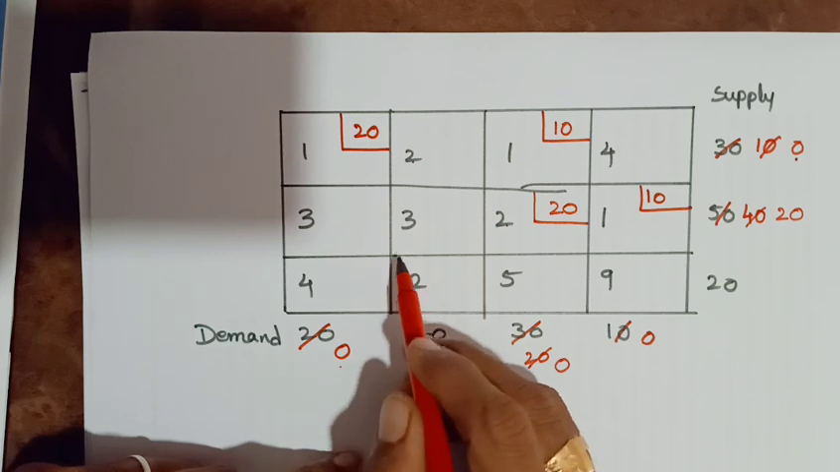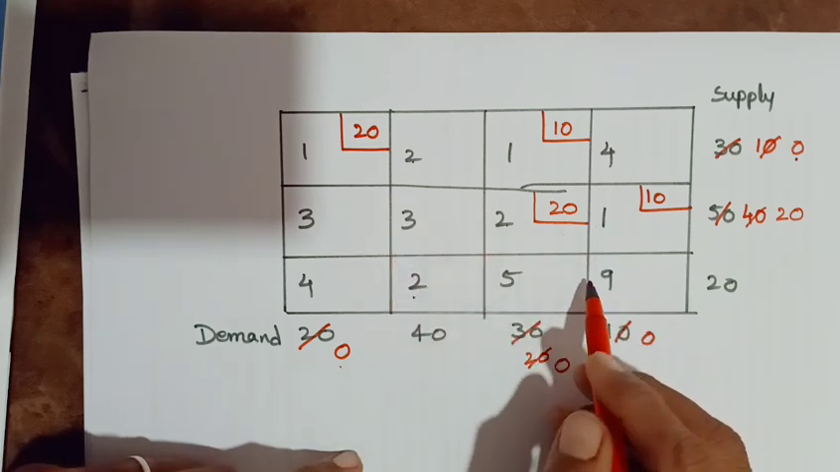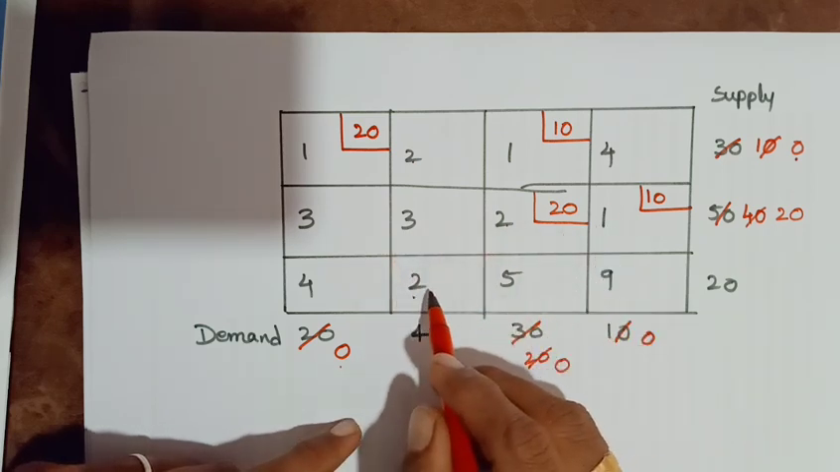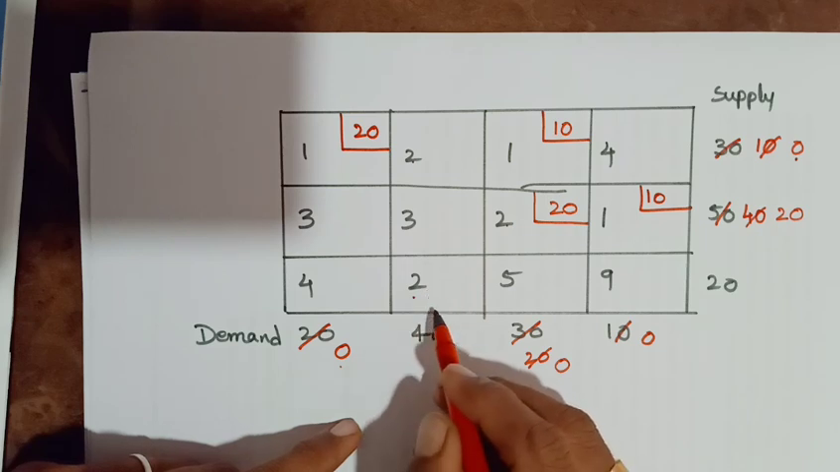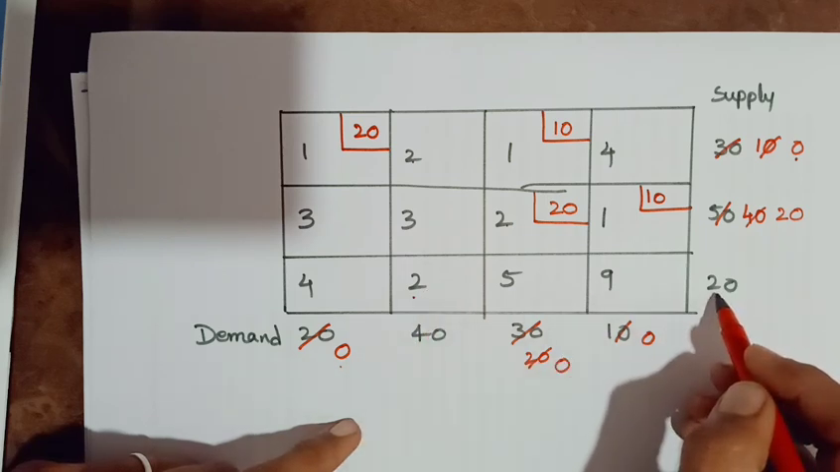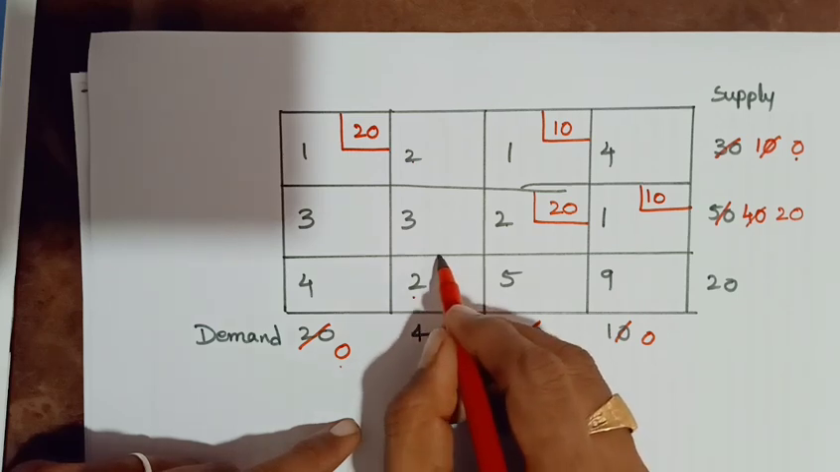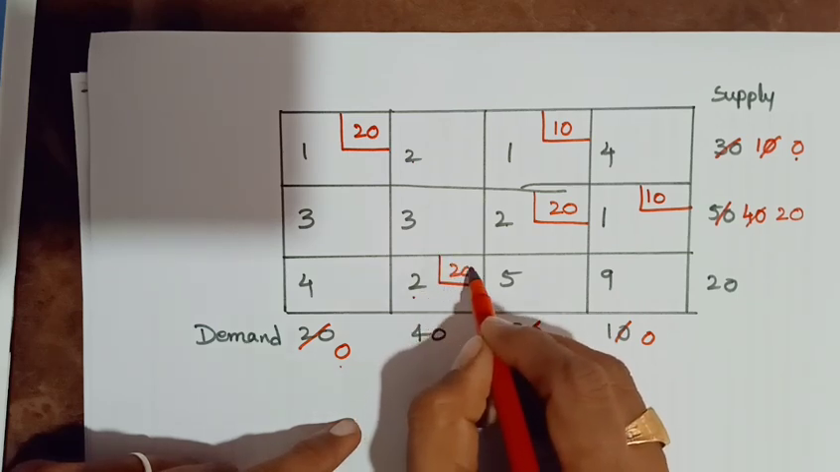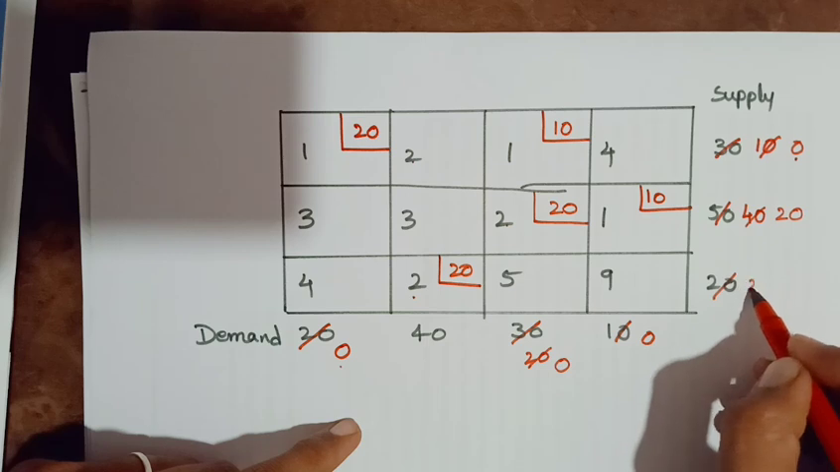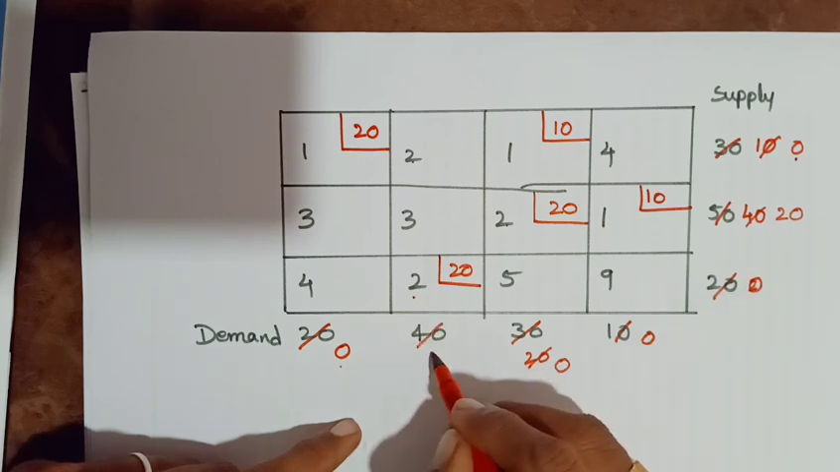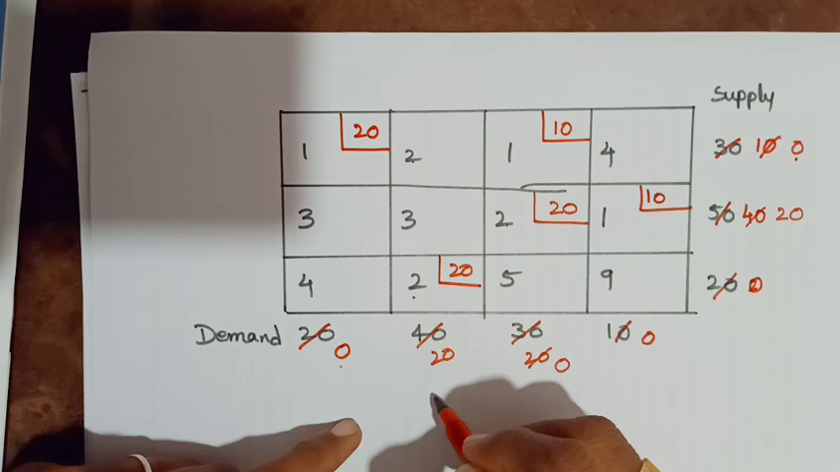In the unallocated cell, the next minimum is 2 here. So if we observe here, 20, 40 is there. So we can allocate 20. This becomes 0 and this becomes 20.